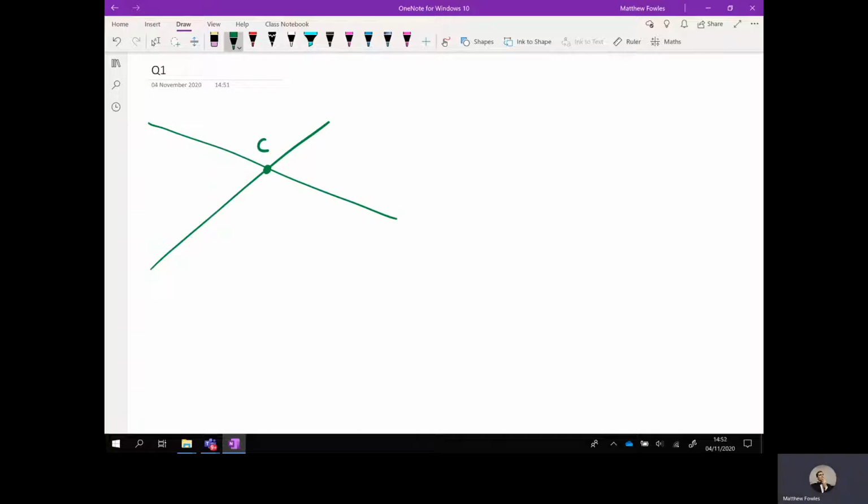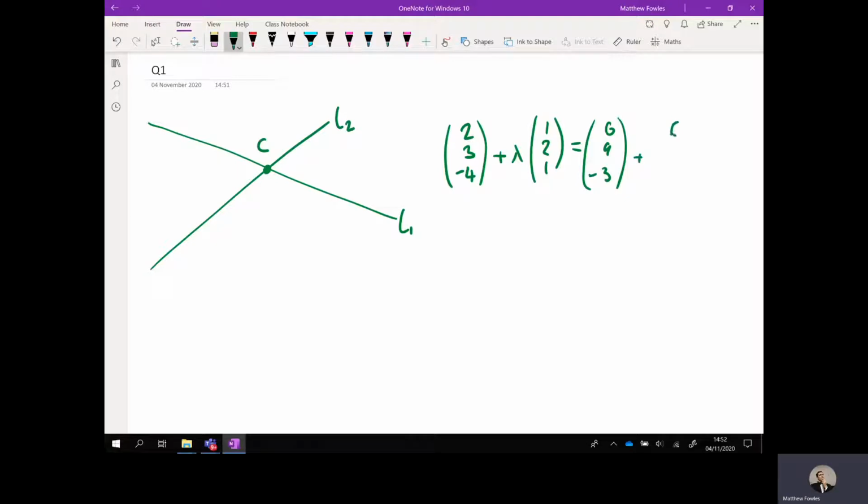To find the location of point C, we set the equation of vector line 1 to the equation of vector line 2 and solve for the unknown parameters lambda and mu. Line 1 is (2, 3, -4) + lambda(1, 2, 1), and that is equal to (0, 9, -3) + mu(5, 0, 2).